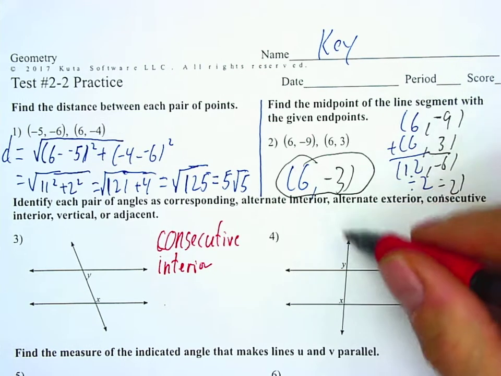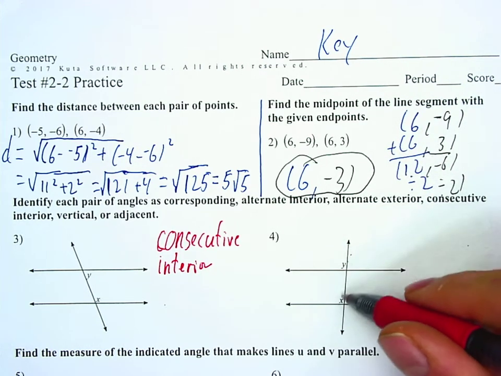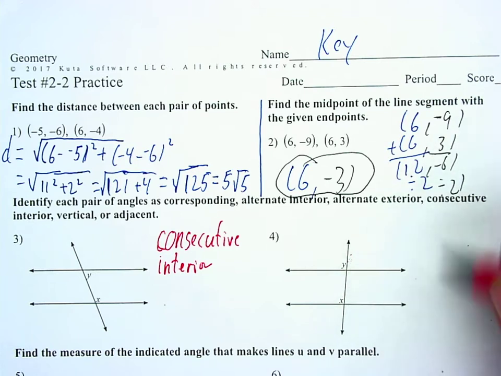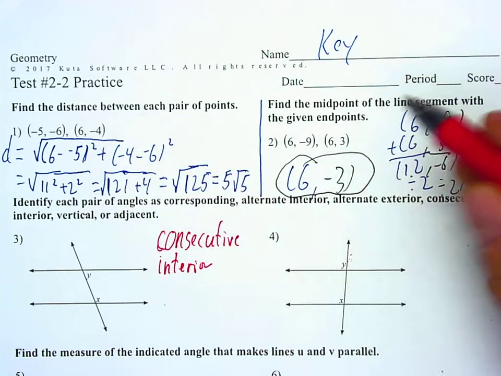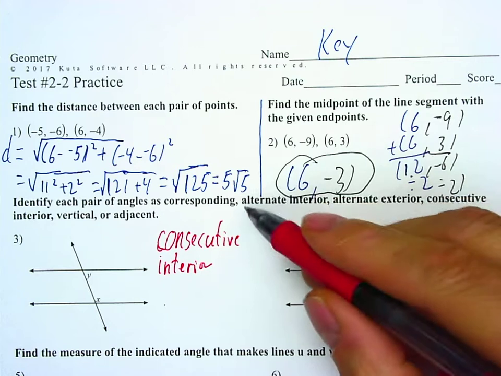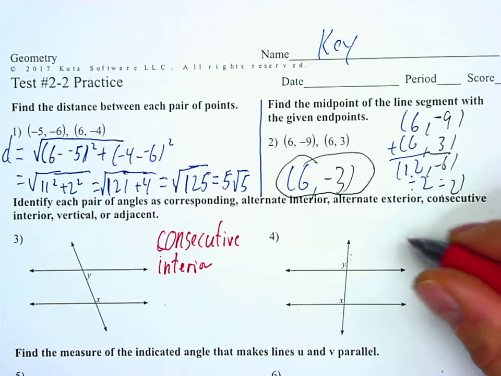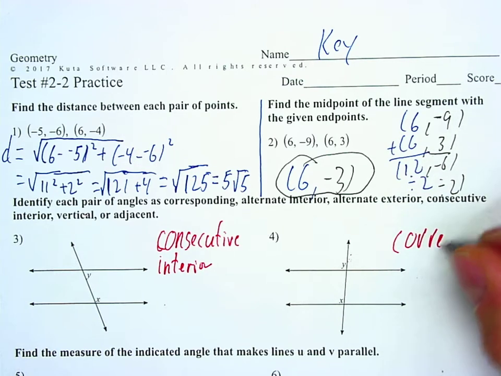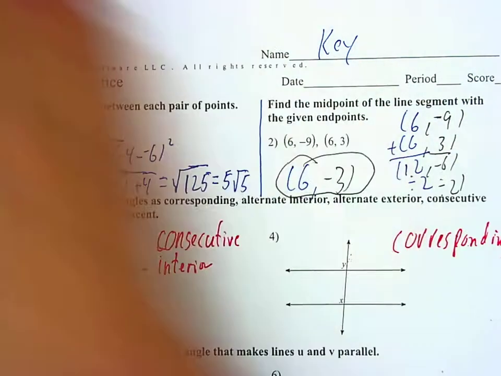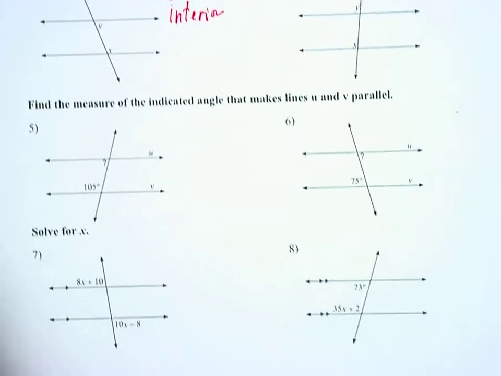This one, one of them's exterior and one of them's interior. So when I have an exterior and an interior set, that's either going to be a vertical or a corresponding set. So in this case, it's corresponding because they're not across the diagonal from each other. So one of them is interior, one of them is exterior, so it must be either corresponding or vertical. And it's corresponding. They're in the same spot, in other words. Question 5.